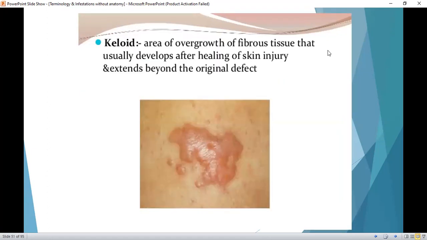What is a keloid? It's an area of overgrowth of the fibrous tissue that usually develops after healing of a skin injury and extends beyond the original defect. This is the difference between a keloid and a hypertrophic scar.